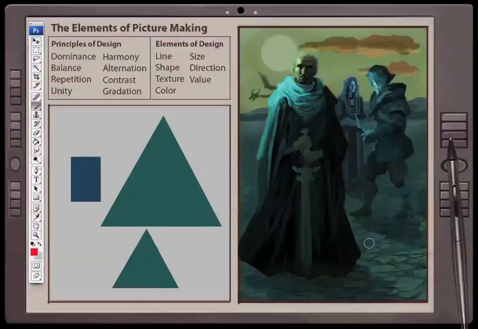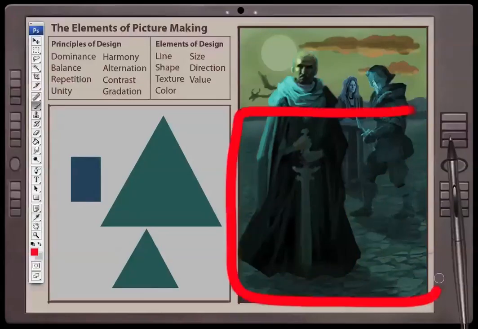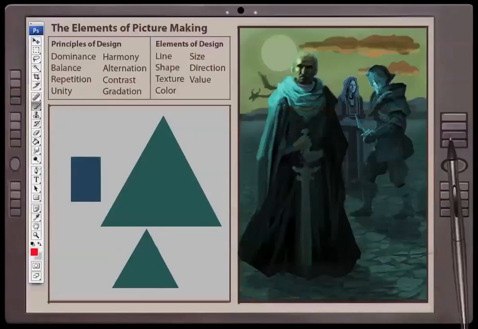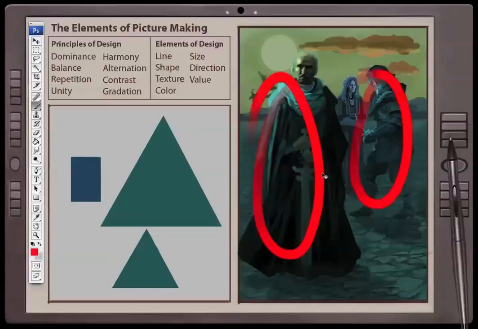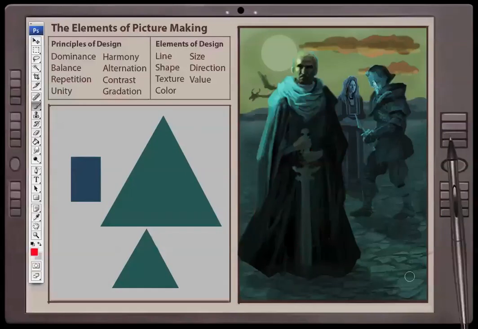I changed the background color, this portion here, to blue-green, which repeats the blue-green found in the figures, thereby integrating the background with the color of these two figures. The yellow-orange that was there contrasted too much with the blue-green and competed with it, so that there wasn't a clear color dominance. And by making the background blue-green, as well as the two figures, now there's a strong color dominance.